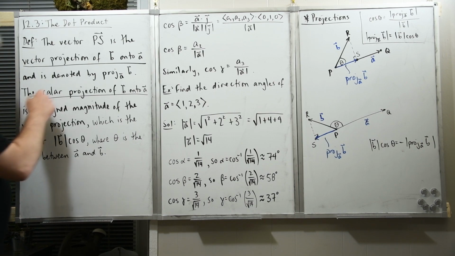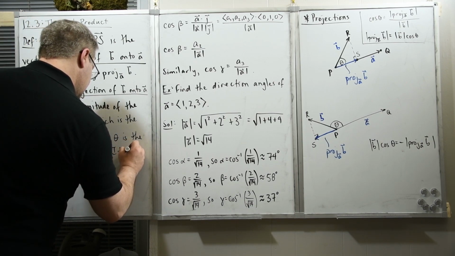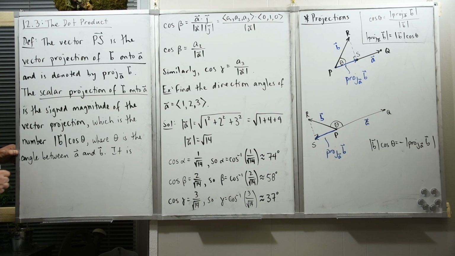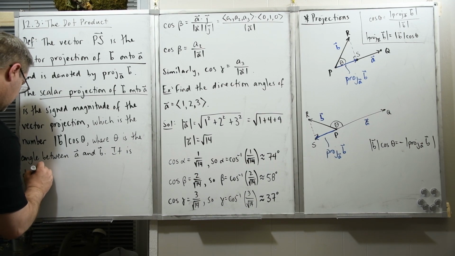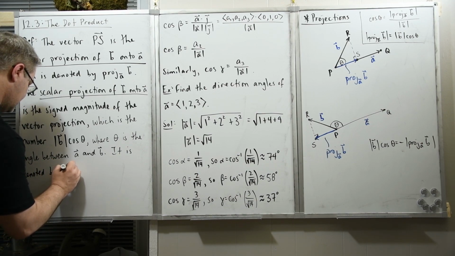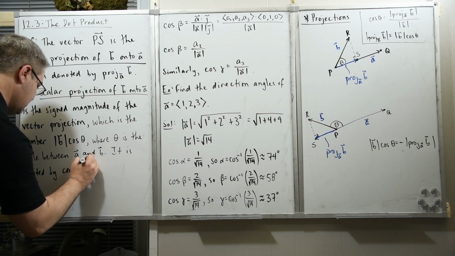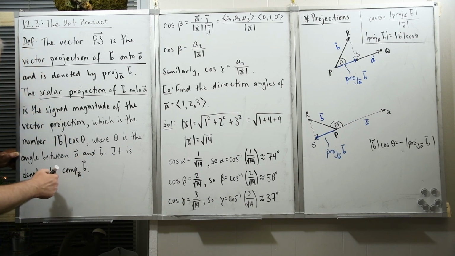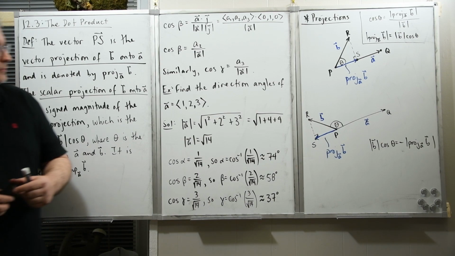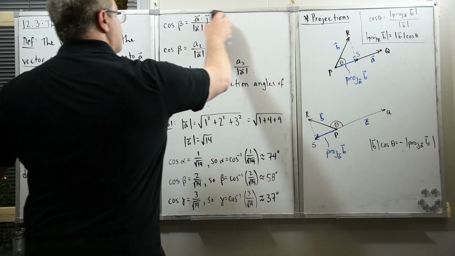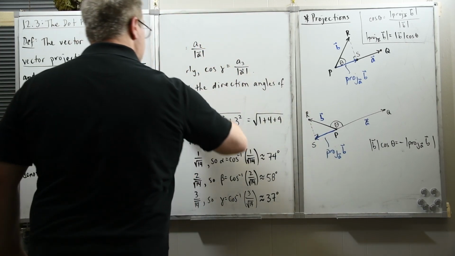Now, this scalar projection is denoted by this notation here. So instead of PROJ, we have COMP. Okay, so what about formulas?